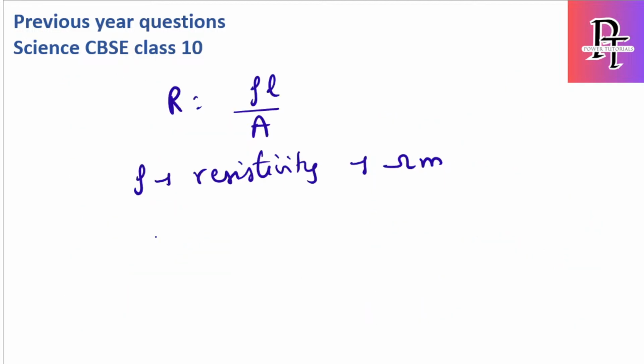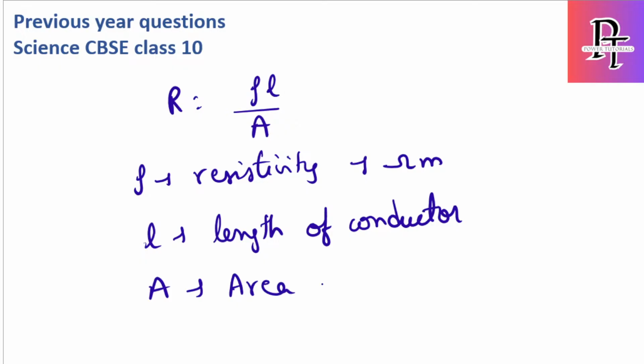Excuse me. So rho is resistivity, and L is the length of the conductor, and A is the area of cross section of the conductor.